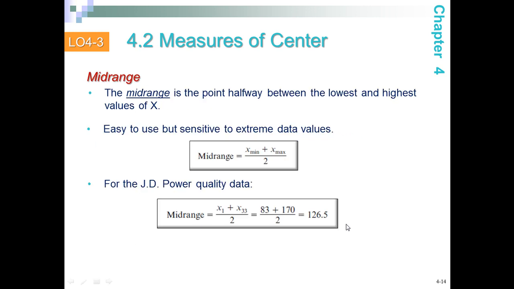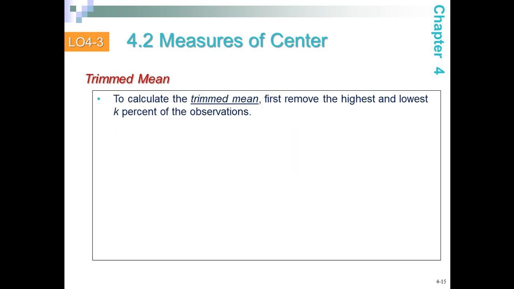Another measure of center is called the mid-range, where we take the average of the maximum and the minimum values of x, and it's a fairly simple calculation to compute. Not one that's used that often, to be honest, so we're not going to deal with it much at all. Another measure of center is something called the trimmed mean, where you remove the highest and lowest k% of the observations.